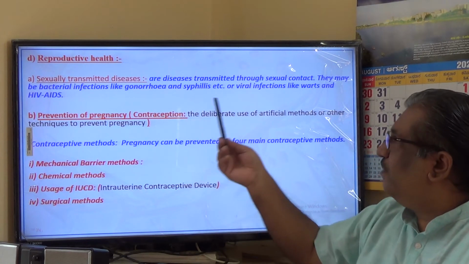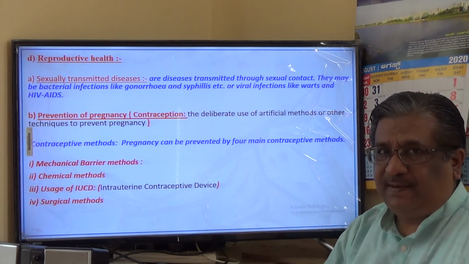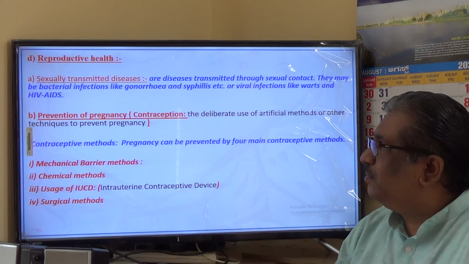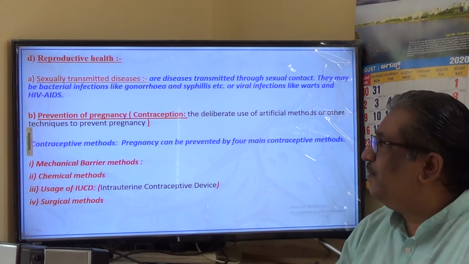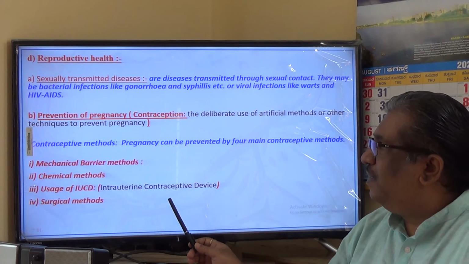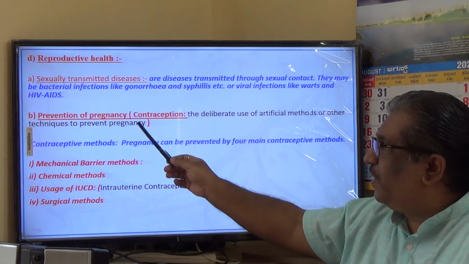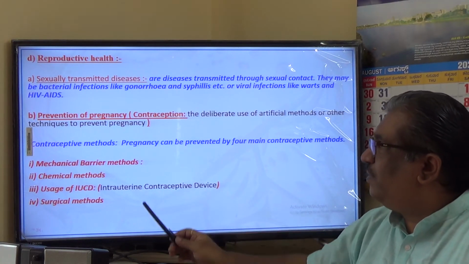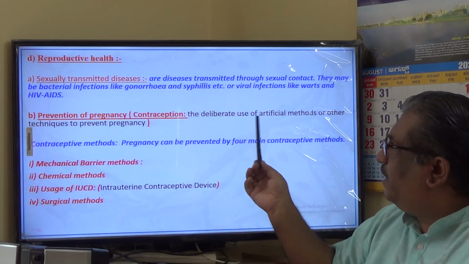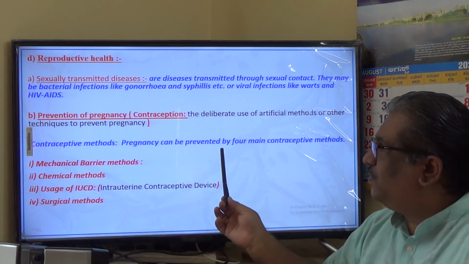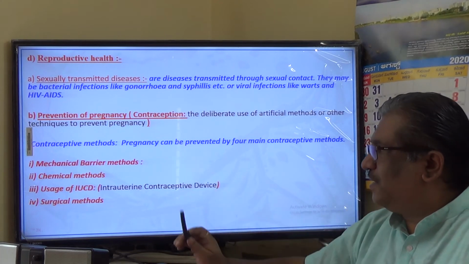And of course, all of us know that there is no cure for HIV/AIDS. Okay. So it is very important one should get protected from these diseases. And second thing is prevention of the pregnancy. Prevention of the pregnancy is done by a method called contraception. What is contraception? The deliberate use of artificial methods or techniques to prevent the pregnancy is called contraception.